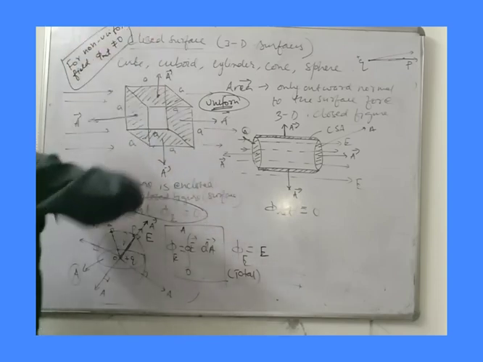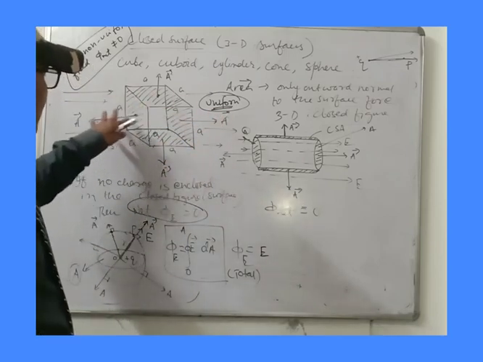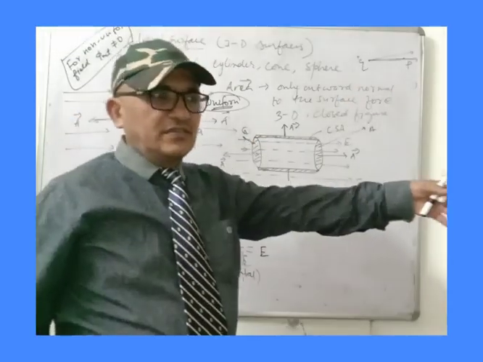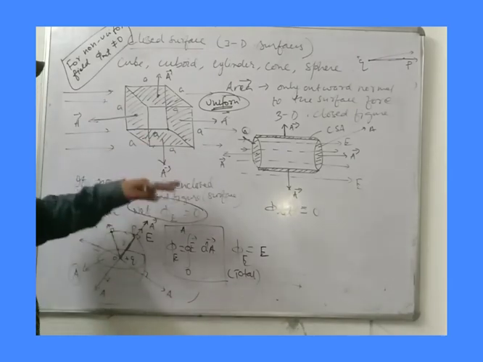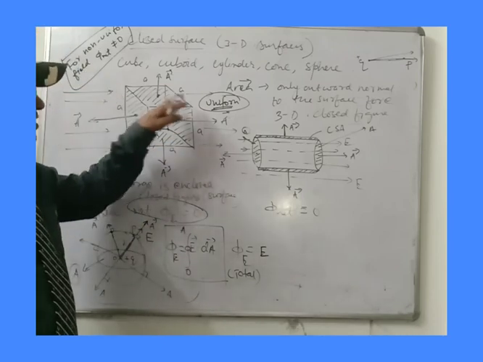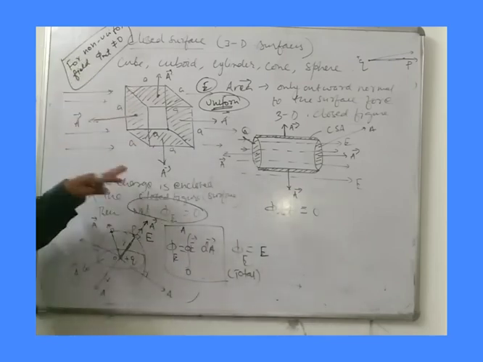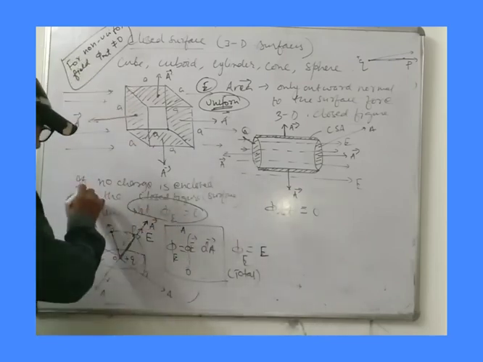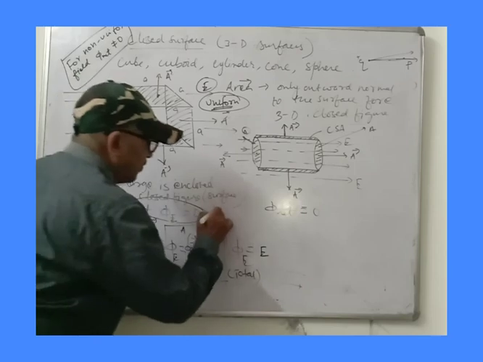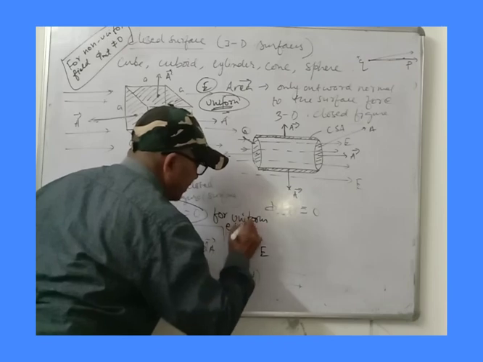My dear students, note it down. We will come across those kind of questions later on. That when electric field is not uniform, it is varying with the value of x, then net electric flux doesn't come to be 0. But here, uniform electric field is given. Under the uniform electric field, net flux is 0. If no charge is enclosed in the closed surface, then net electric flux is 0 for uniform electric field.